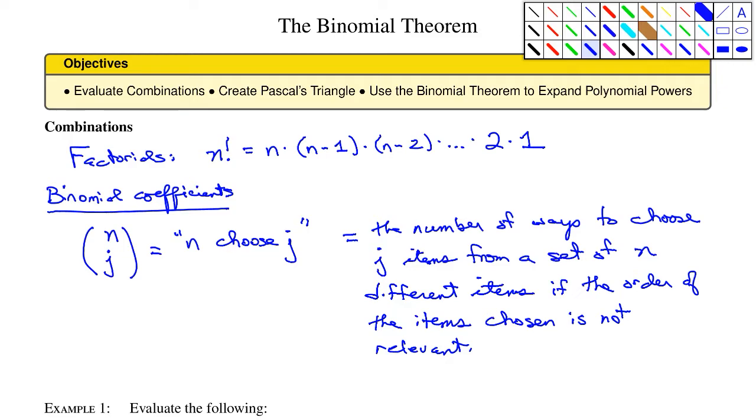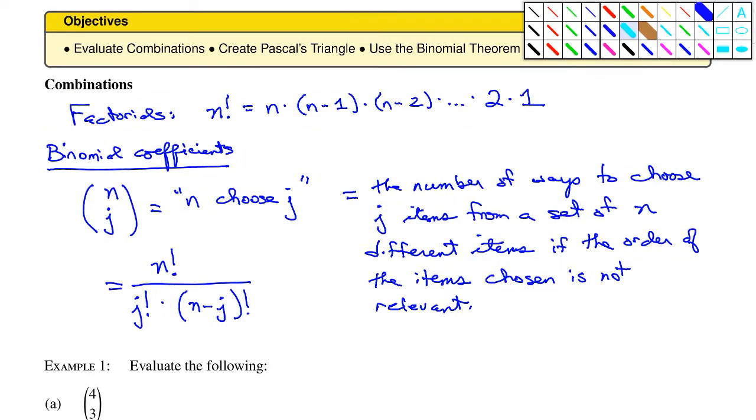Now the formula for a combination, n choose j, is n factorial divided by j factorial times n minus j factorial. And what you're going to see here is that the numerator is going to be the number of items that you have to choose from, and the denominator is going to be 2 numbers that sum up to n, the top number that you're taking the factorial of. Let's look at some examples.